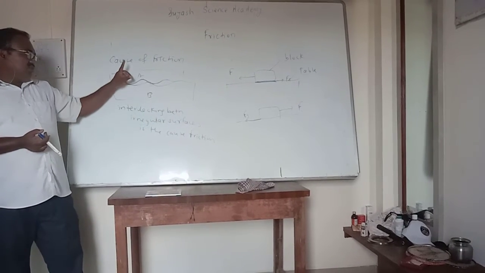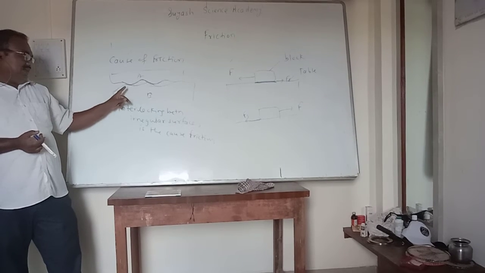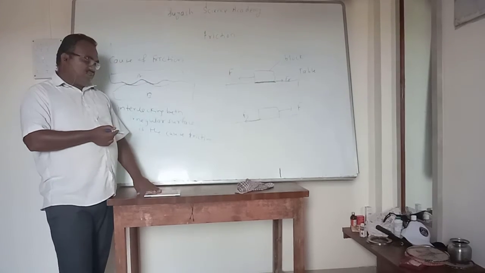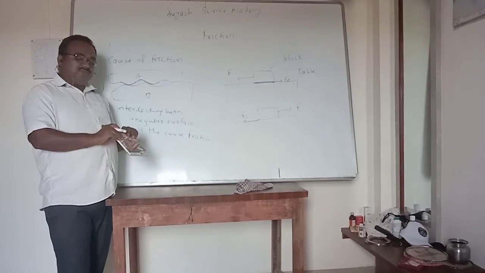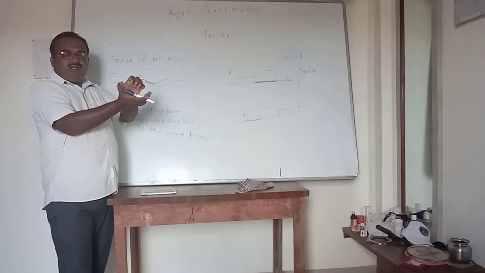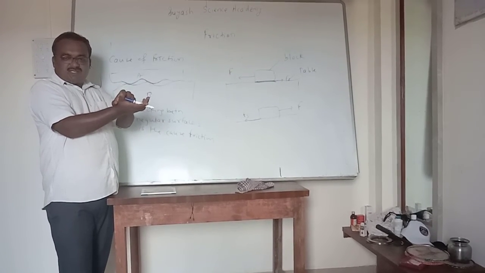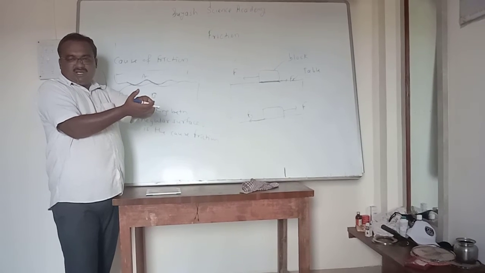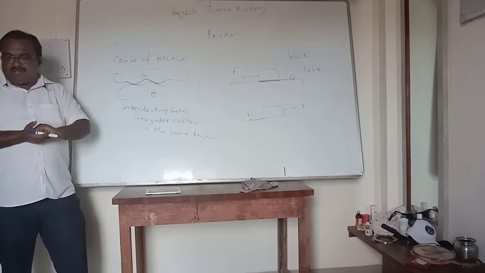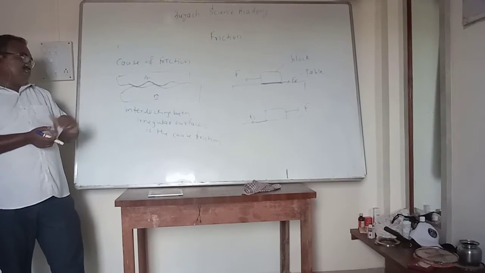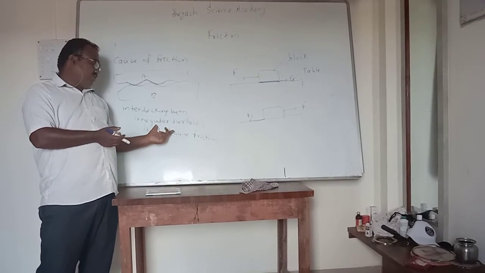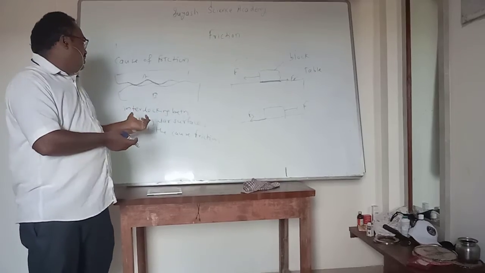You have to remember the cause of friction: the interlocking between irregular surfaces. All surfaces are never smooth; there must be some irregularities over these surfaces. When two surfaces are rubbing, the irregularities of one surface interlock with the irregularities of the other surface. Interlocking between irregular surfaces is the cause of friction.